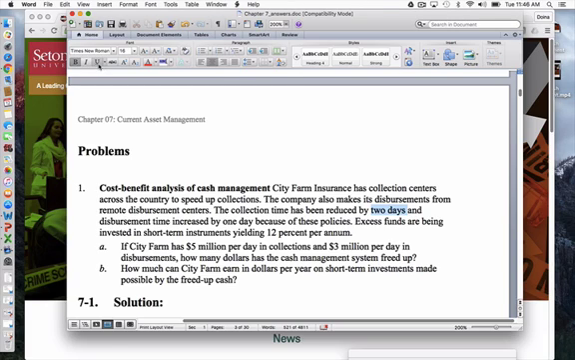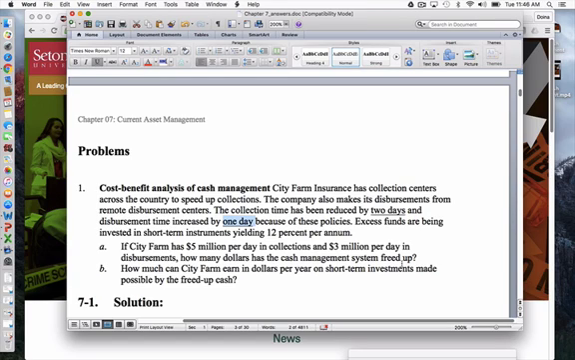So we collect our cash on the daily basis 2 days faster because of the collection centers. And disbursement time increased by 1 day. We are going to need that too. Excess funds are being invested in short-term instruments, yielding 12% per year. That's the interest rate we are going to use to calculate the benefit part. If City Farm has 5 million per day in collections and 3 million per day in disbursement, how much cash is freed up?